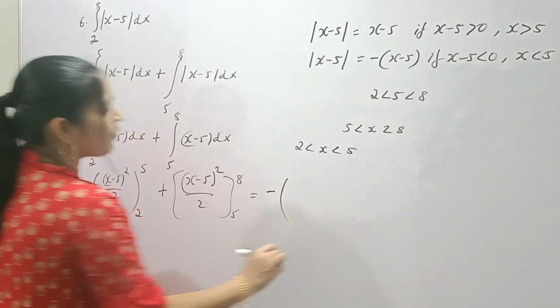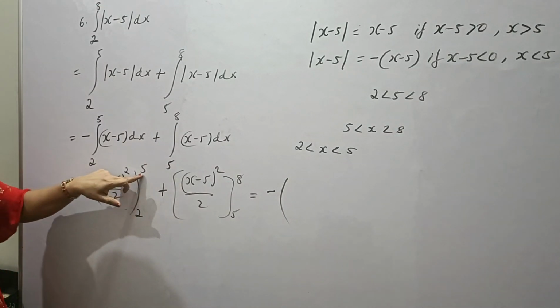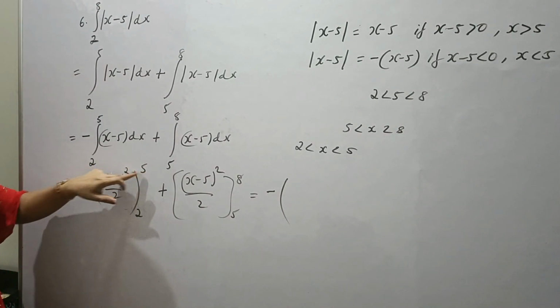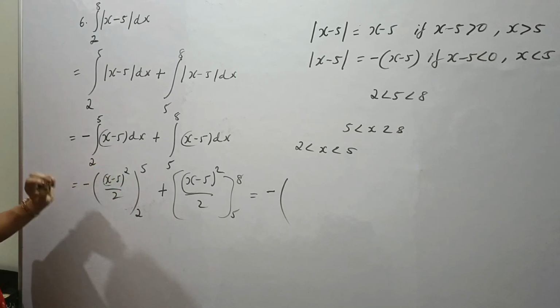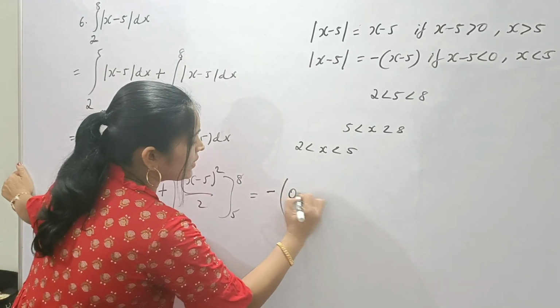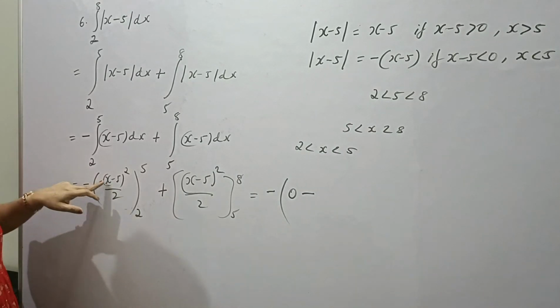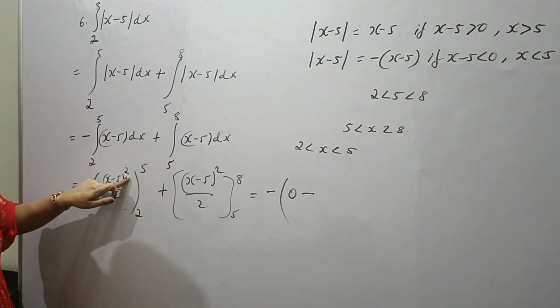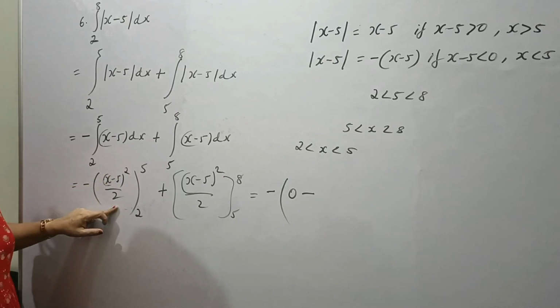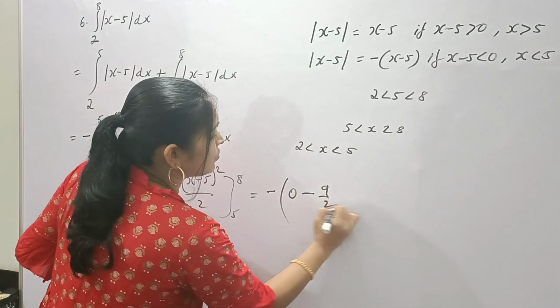That is minus of, here, first of all we have to substitute the upper limit, that is 5. Put x is equal to 5. This first term will be 0, right? 5 minus 5 will be 0. Minus the lower limit, put x is equal to 2. 2 minus 5 is minus 3. Minus 3 square is 9. So 9 by 2.